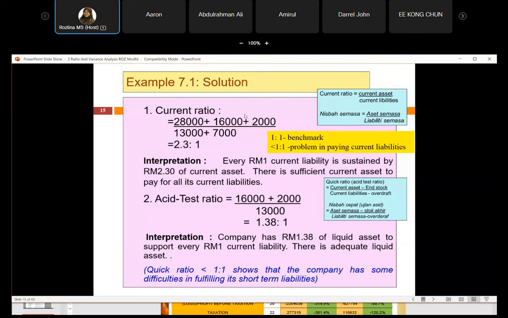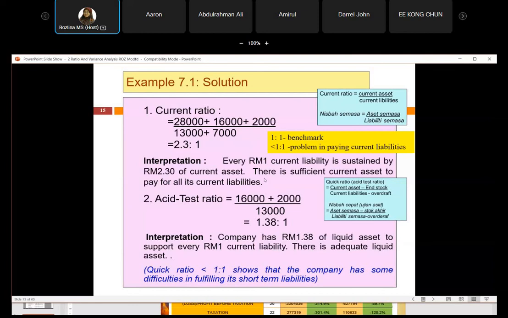That means your current asset is 1, current liability is 1. So that is the benchmark. If the upper figure is less than 1, that means you have a problem in paying the current liability. Common sense, right? If you have more current asset, it is good. But if you get less compared to the current liability, then it is a problem. Okay? Clear?